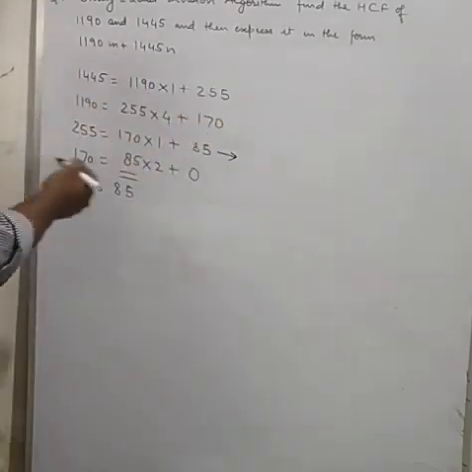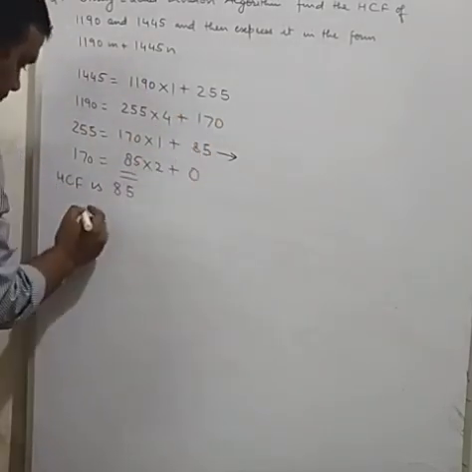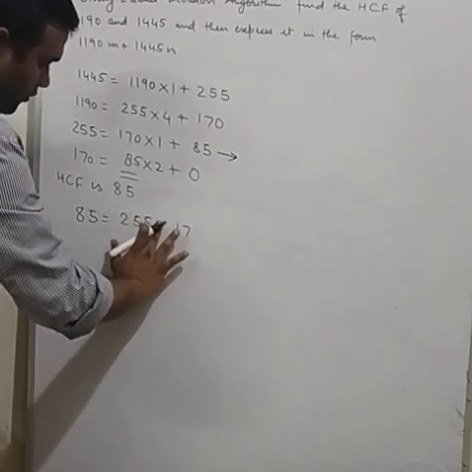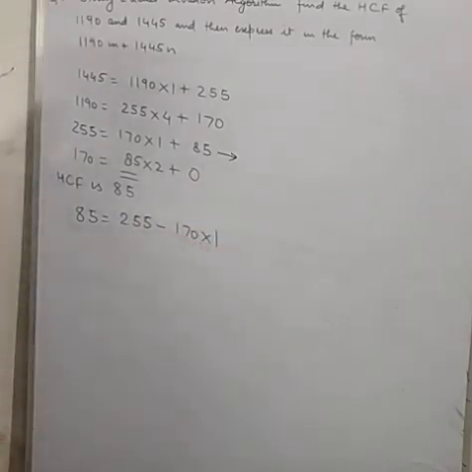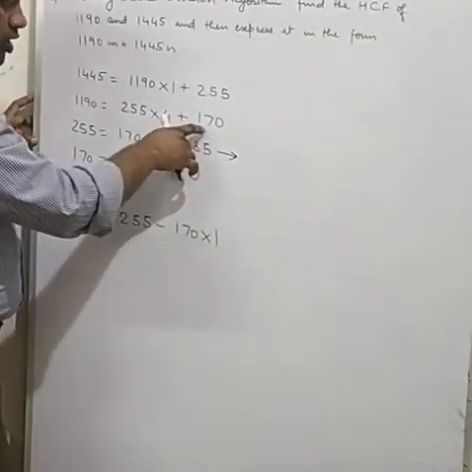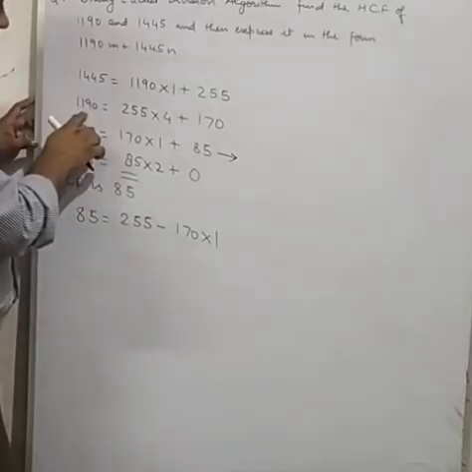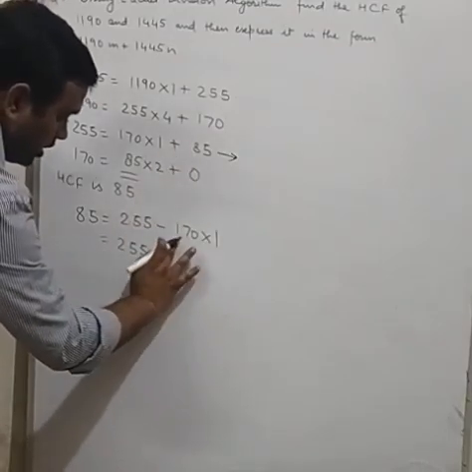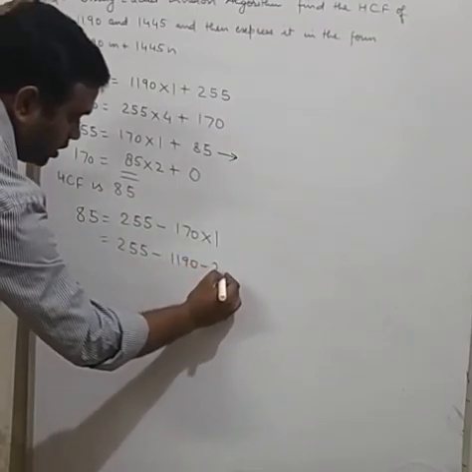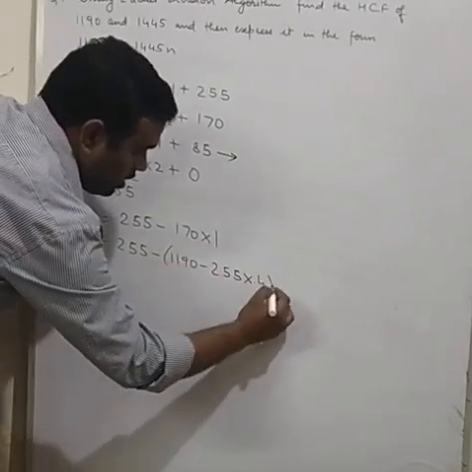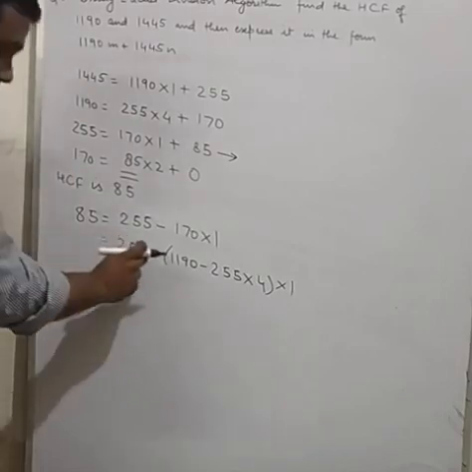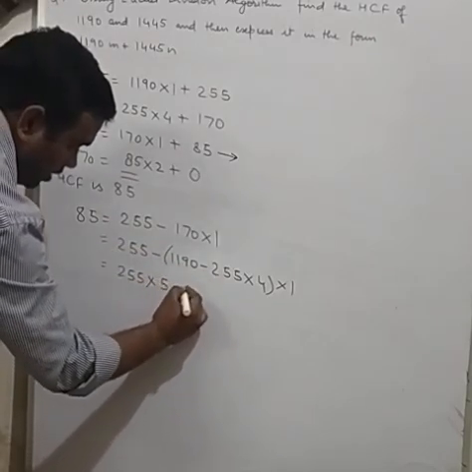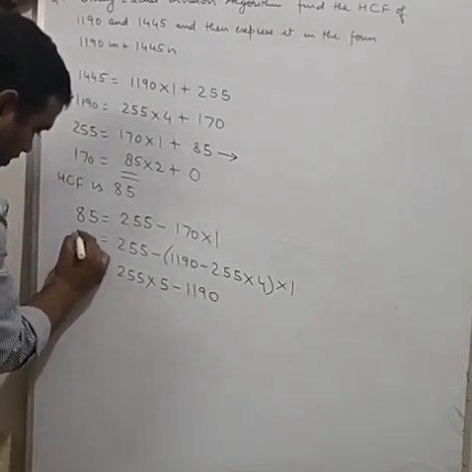So how to do this now? From this last step, 85 is nothing but 255 minus 170 into 1. After this we will move to the second step, where 170 is nothing but 1190 minus 255 into 4. So we will write this 255 minus 170; in place of 170 I will write (1190 minus 255 into 4) into 1. So this will give me minus minus plus. This will give me 255 into 5 minus 1190. This is 85.